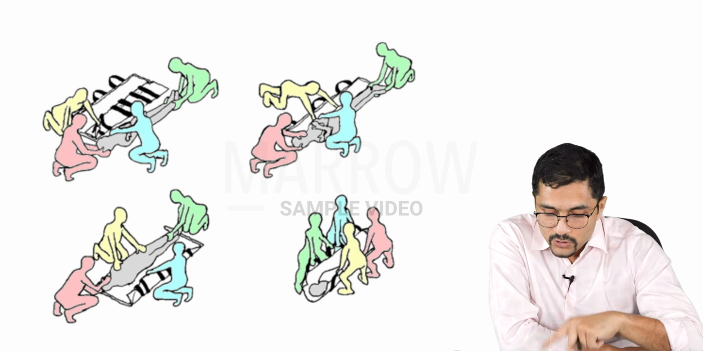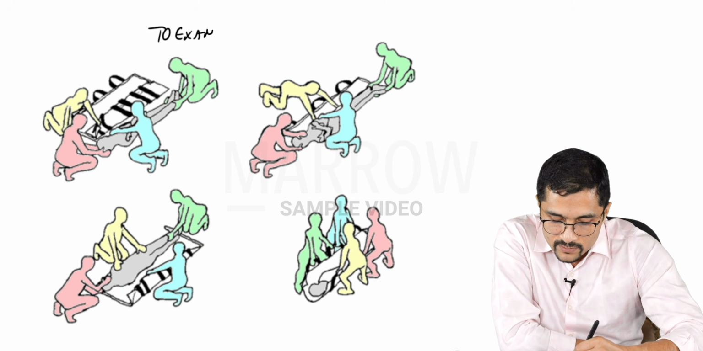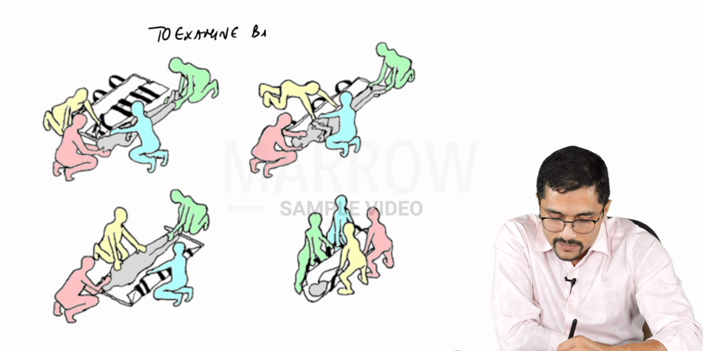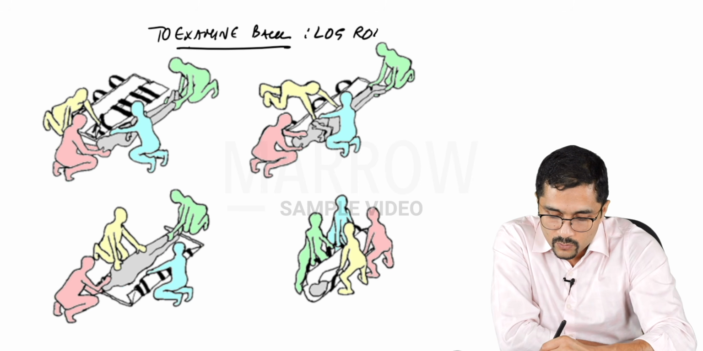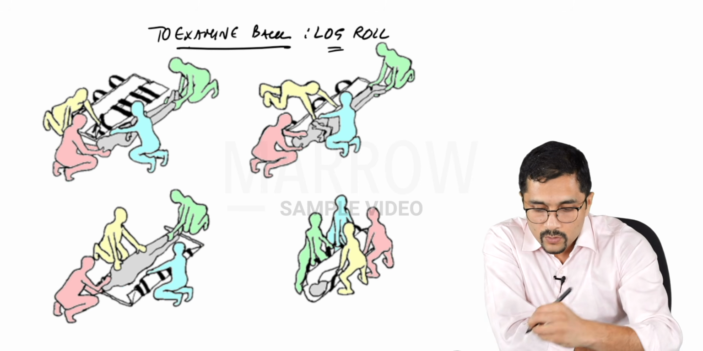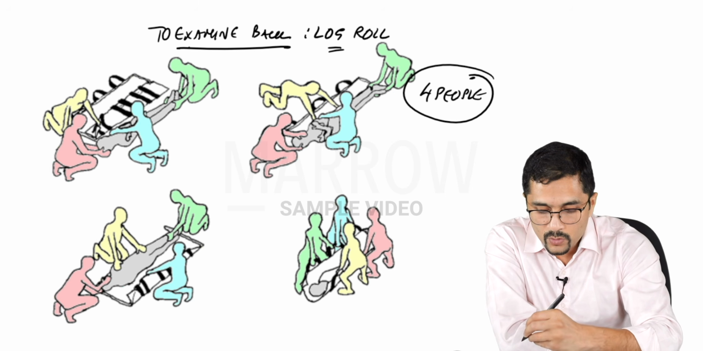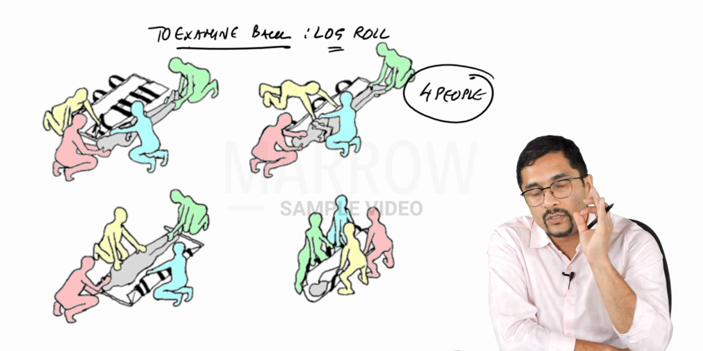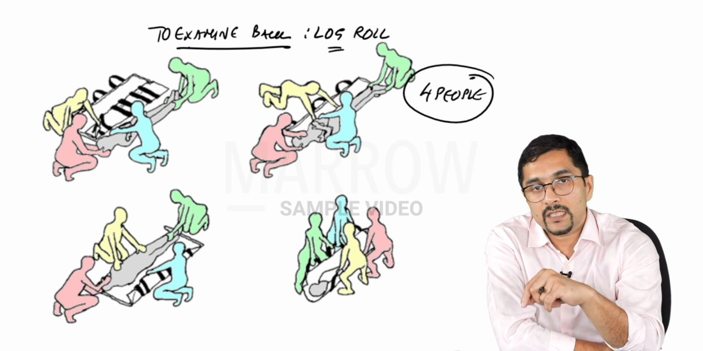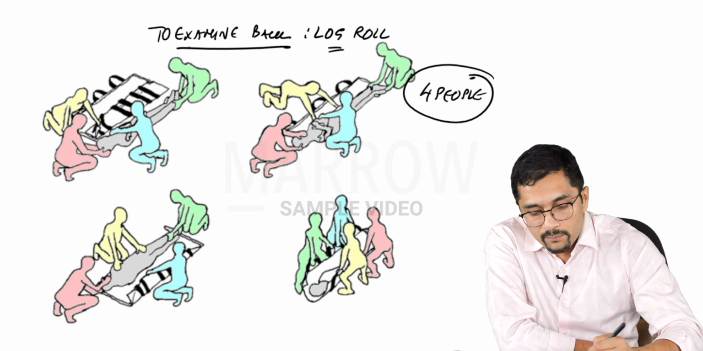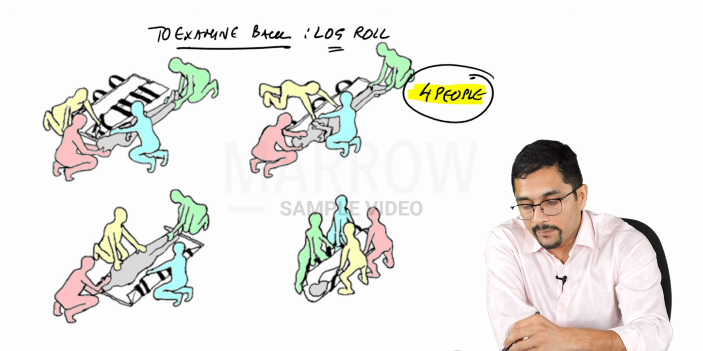In a trauma patient, to examine the back of a trauma patient, we carry out a log roll. So log roll, 4 people are required to do a log roll, that means to tilt the patient to examine the back. In case the patient has a fracture, 5 people are required, but routinely 4 people are required to turn the patient safely to examine the back.